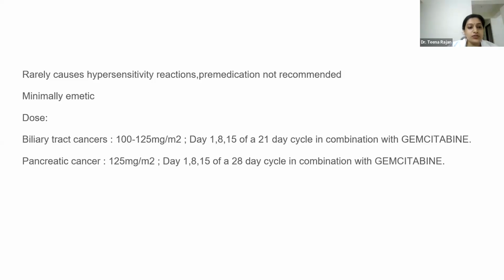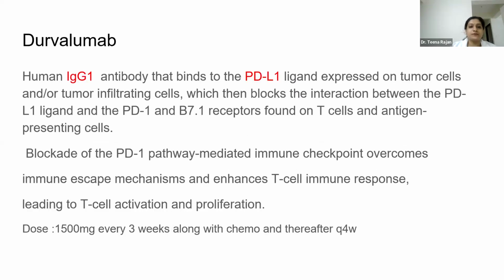And the dose I have already told: it's 100 to 125 milligram per meter square on day 1, day 8, day 15 of a 21-day cycle, along with gemcitabine.